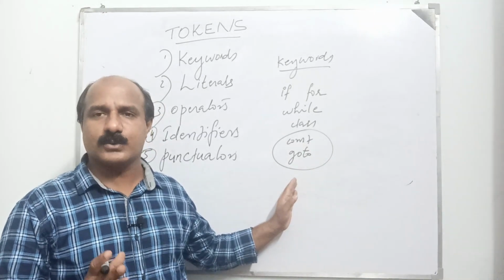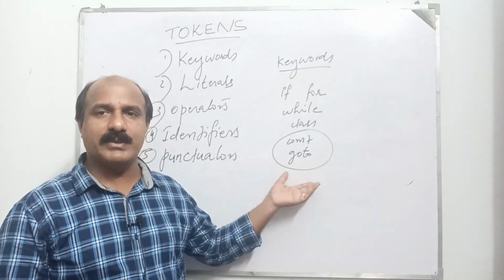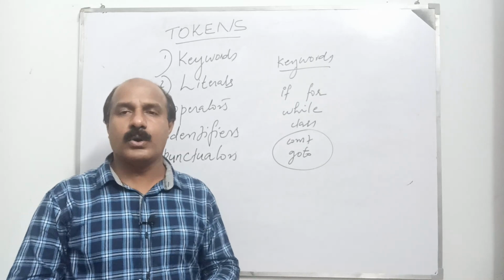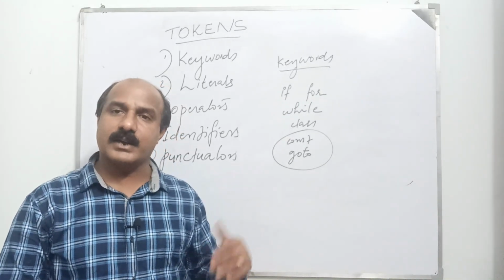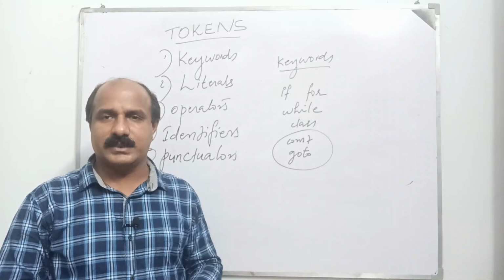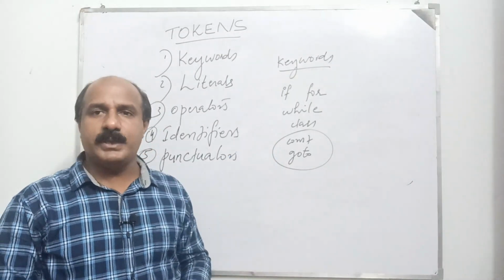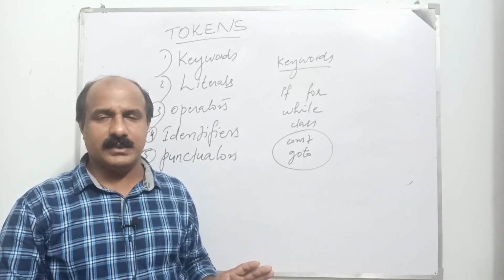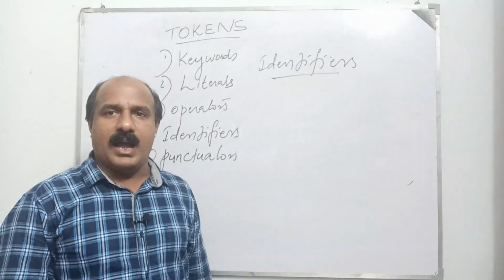So it is called what? Reserved. They are only reserved, they do not have any particular meaning. That's why all keywords are reserved, but all reserved words are not keywords. Is it clear? So keywords cannot be used for any other purpose, as I told you. Is it clear? Next we are going to discuss identifiers.